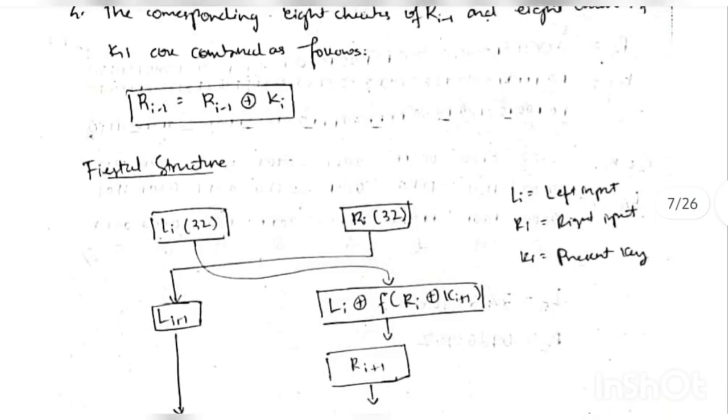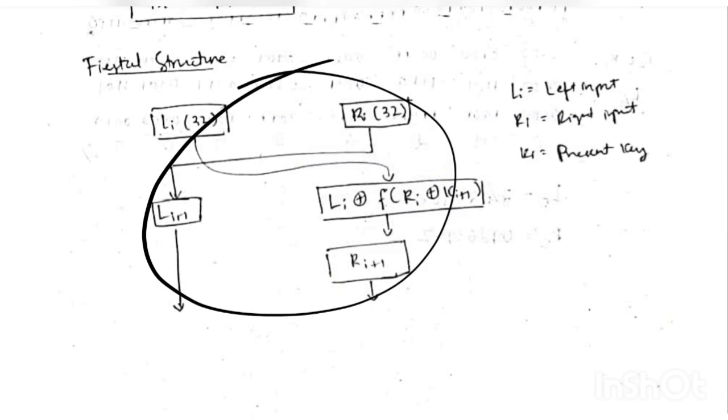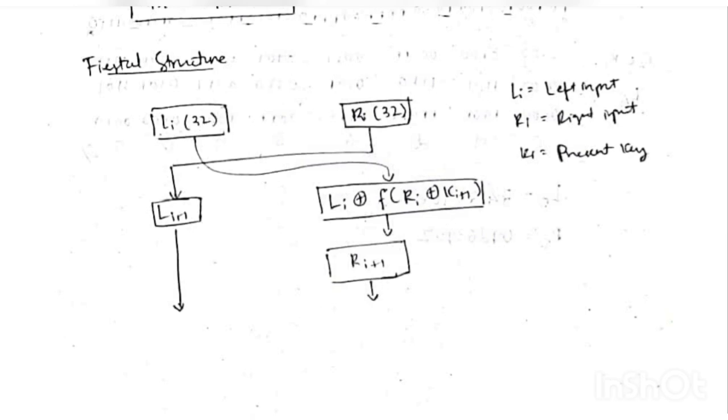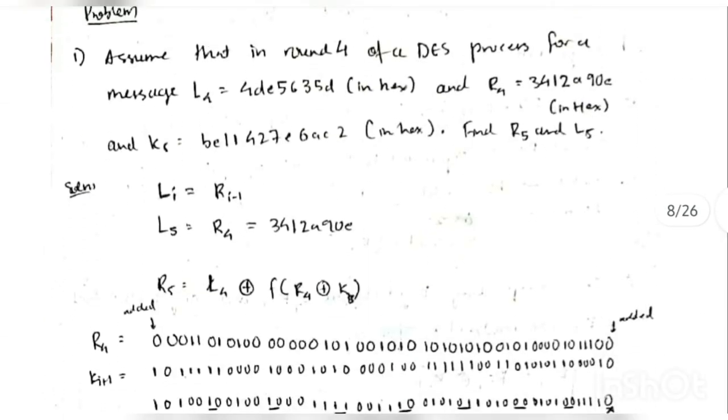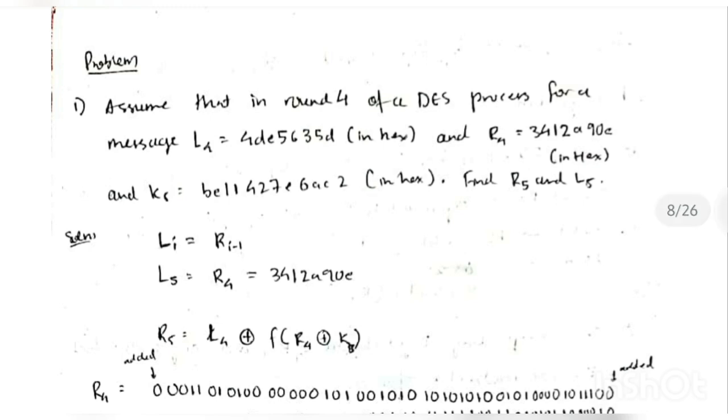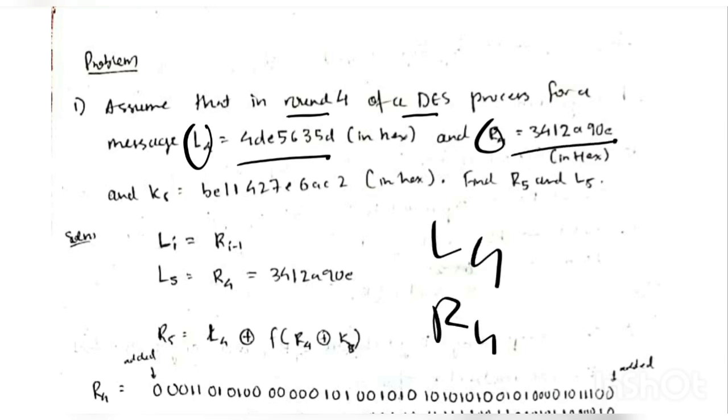So you have to just write this one and make this diagram. Okay, this diagram also you will understand when we will solve the numerical. And this is the numerical here. We have in the round 4 of DES, the message L4 is this one and R4 is this one. So what is given to us? L4 and R4, and along with that the K5 value is also given.